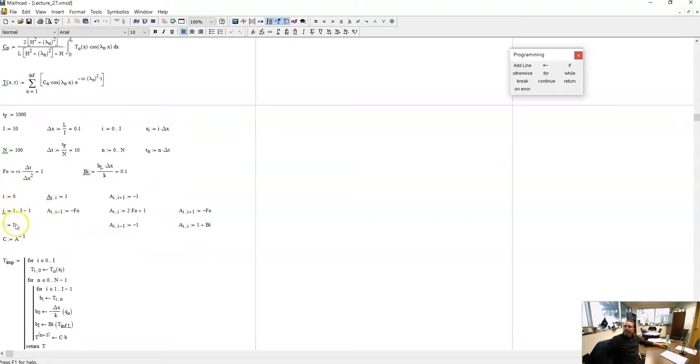So let's look at the interior elements of the matrix A, from node 1 to node I minus 1, the interior nodes. At every one of those rows, the column i minus 1 has minus the Fourier number. The column i, the diagonal element, is 2 times the Fourier number plus 1. And the super diagonal, the column i plus 1, is minus the Fourier number.